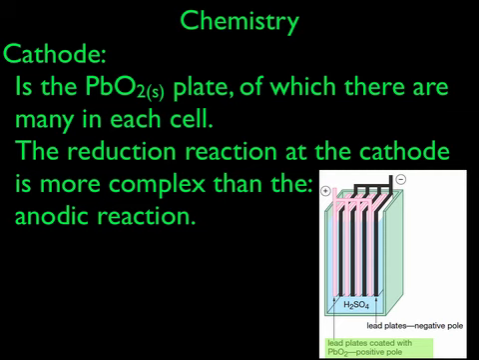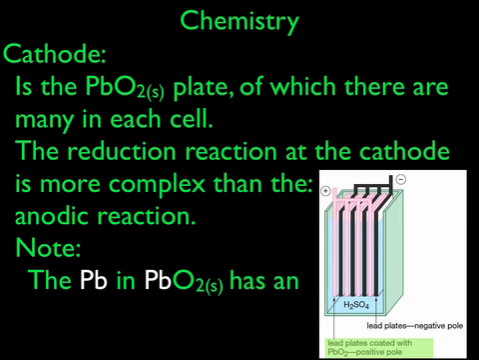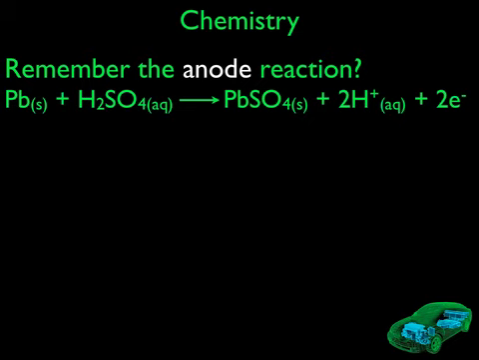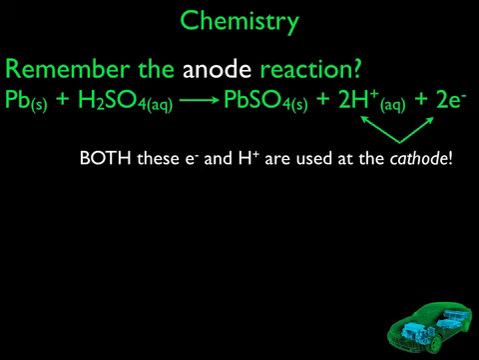Like in the dry cell, we'll see that the reduction is a little bit more complex at first glance. Notice as well at this point that the lead atom in lead oxide has an oxidation state of 4+. We know that lead displays variable valency and can be readily reduced from 4+ to 2+, which in fact is exactly what happens. Let's take a look now. The anode reaction, well, it was this. We generated 2 electrons when lead became a lead ion and formed solid lead sulfate. Both of these electrons and those 2 protons, H+, are then used at the cathode.